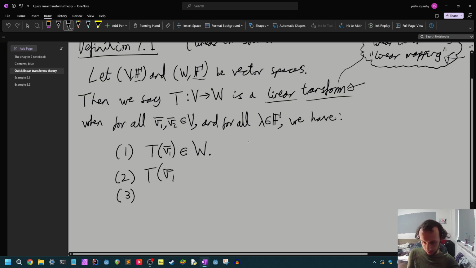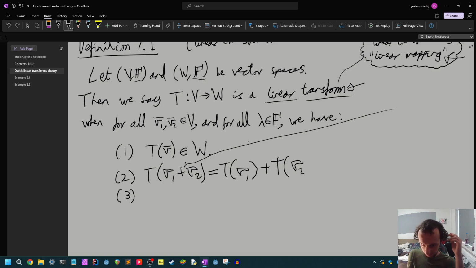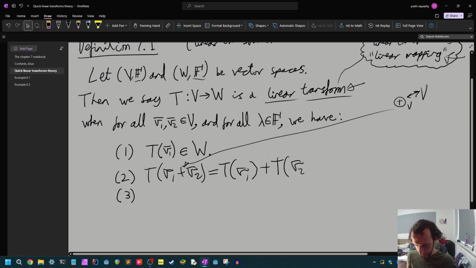You've got T of v1 plus v2 equals T of v1, and this is true for every v1, v2 of V, plus T of v2. And notice here, it's a small detail, but here we're adding vectors from V. So this is the vector addition with respect to V, maybe we'll do subscript V. And here, what's this T doing?